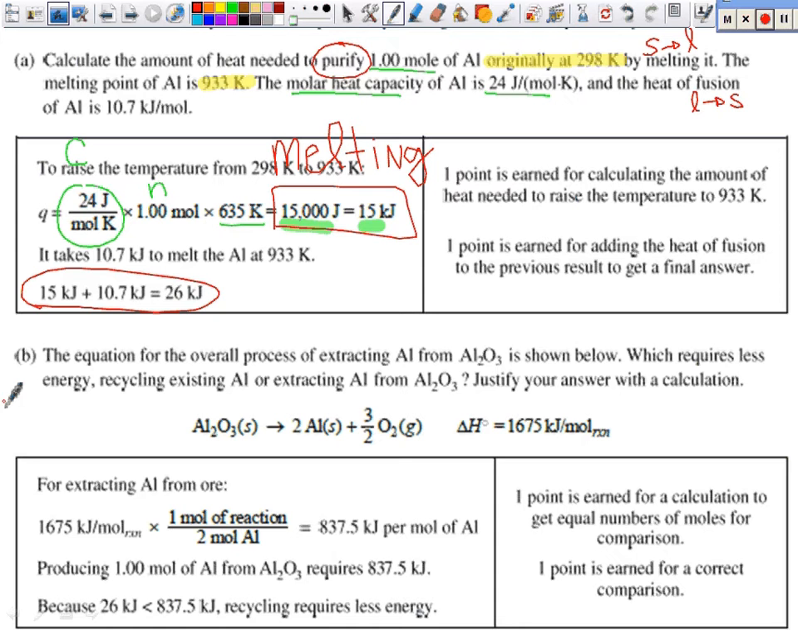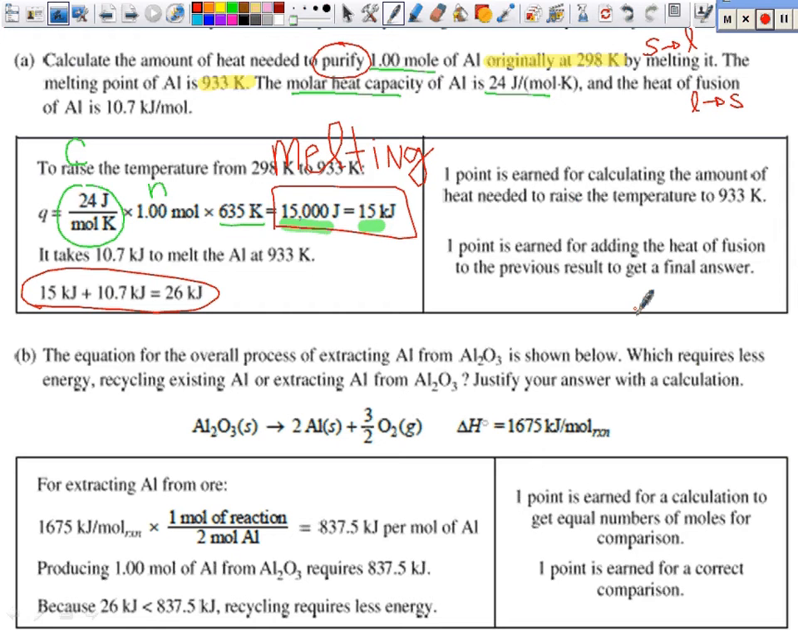So the equation for the overall process of extracting aluminum from aluminum oxide. Now, we want to purify aluminum, right? But it's not in pure aluminum form. It's in this oxide. So what are you going to have to do to this aluminum oxide? We've got to get it out somehow. Which requires, so here's the question.